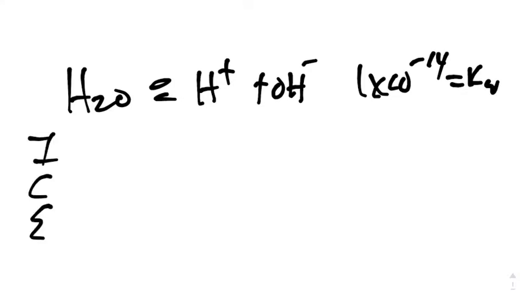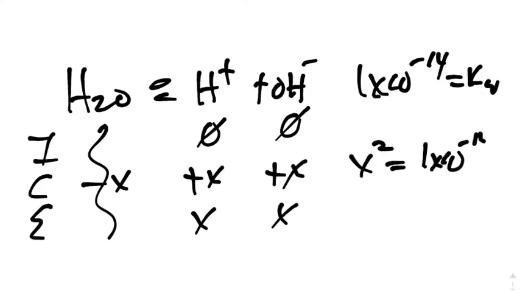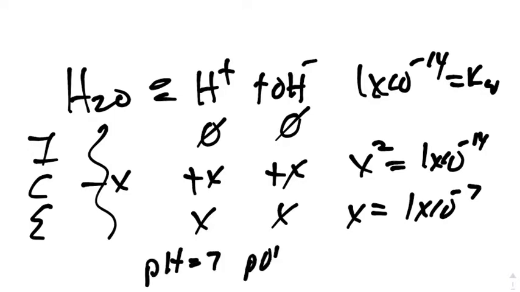And now we've done this one before. We have some water that we don't care about. We have technically none and none. We're going to lose x, and we're going to gain x, and we're going to gain x to be x and x. Or x squared is going to be 1 times 10 to the negative 14th, or x is going to be 1 times 10 to the negative 7th, which means if I take the negative log of that, I'm going to get a pH of 7 and a pOH of 7, which again is our neutral situation.